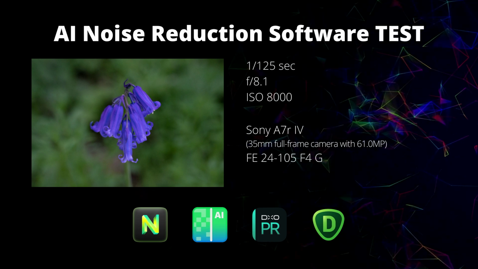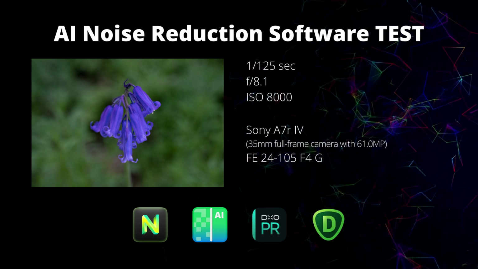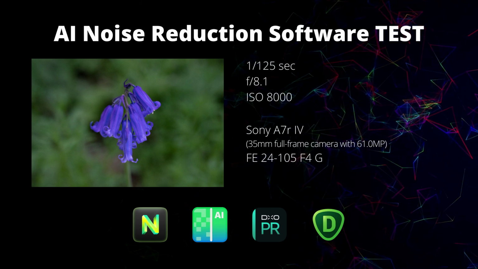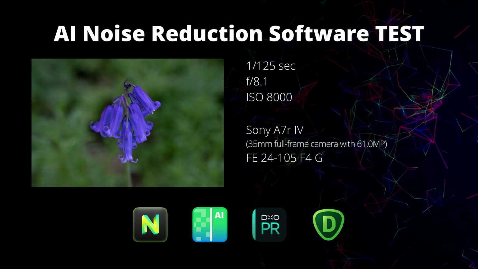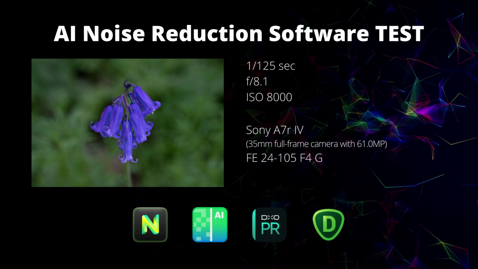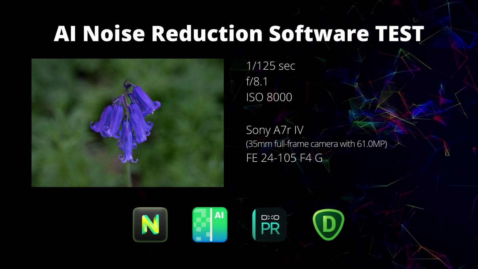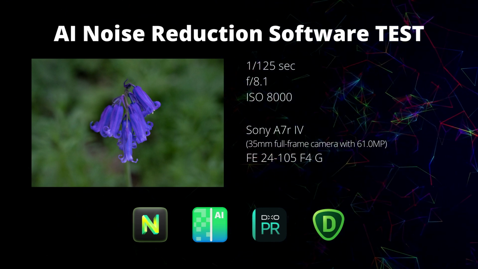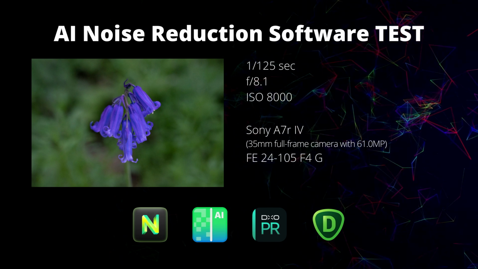Now looking at the camera settings, I shot it at 1/125th of a second, f-stop was 8.1 and ISO was 800. The camera I use is a Sony a7R Mark IV, which is a 35mm full-frame camera with 61 million pixels. The lens I use is Sony 24-105 f4G.